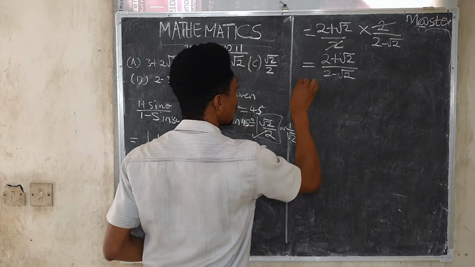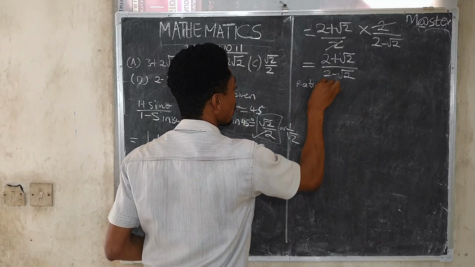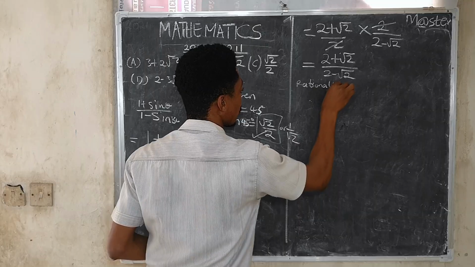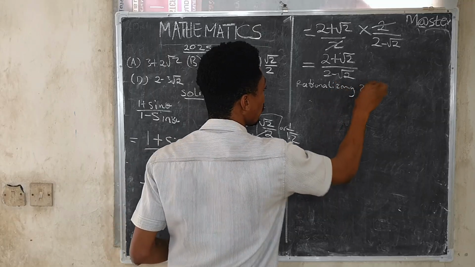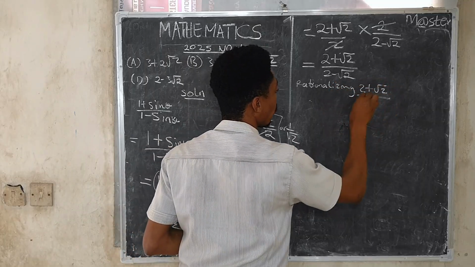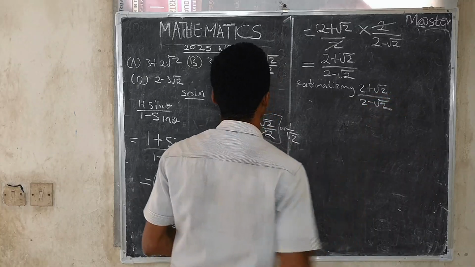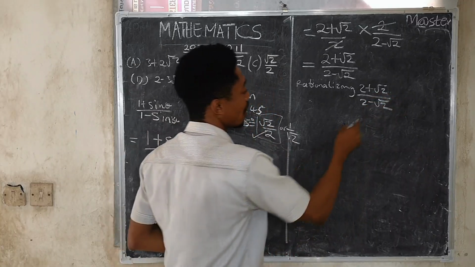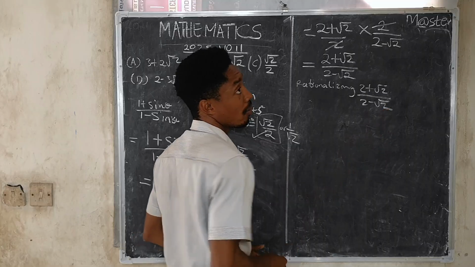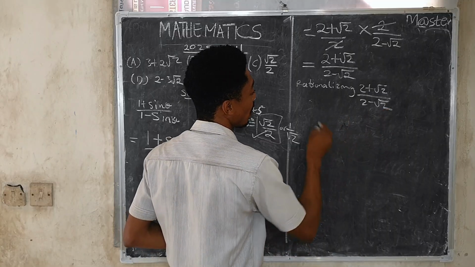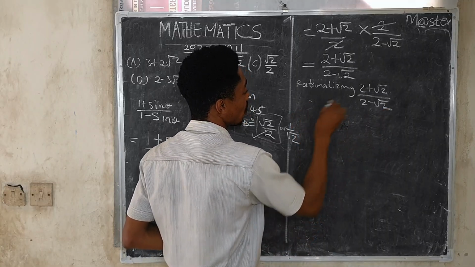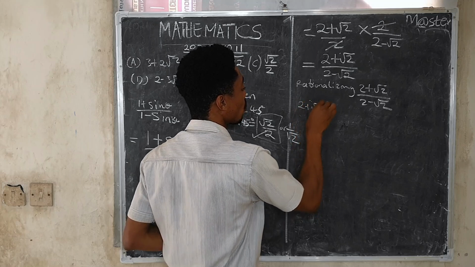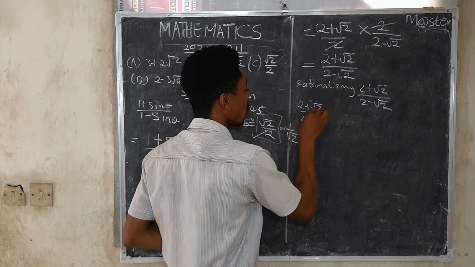Rationalizing: 2 plus root 2 all over 2 minus root 2. Rationalizing this means that I don't want to see the square root sign in the denominator. How am I going to do that? So that will become 2 plus root 2 all over 2 minus root 2.